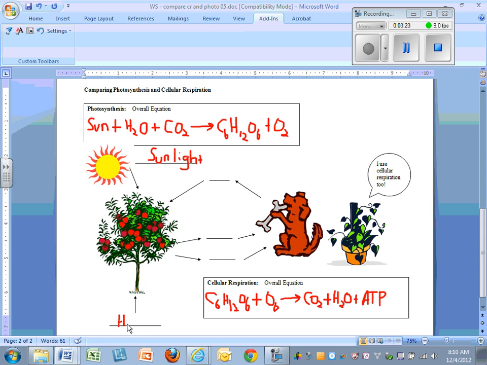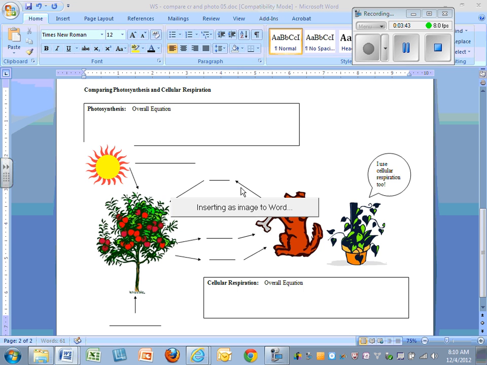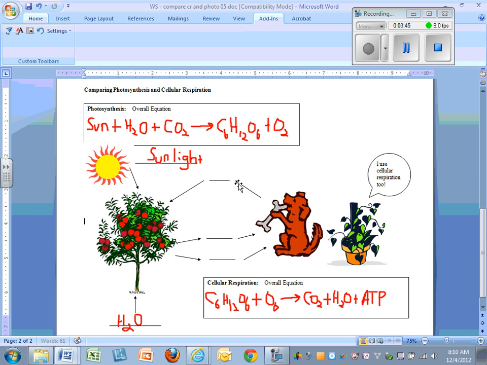And what is taken up from the ground? Water. Water comes from the ground. Sunlight is absorbed by the pigments. And what else comes from the air? Carbon dioxide, exactly. So we're doing CO2. So these three things, sunlight, carbon dioxide, and water, go to the plant.